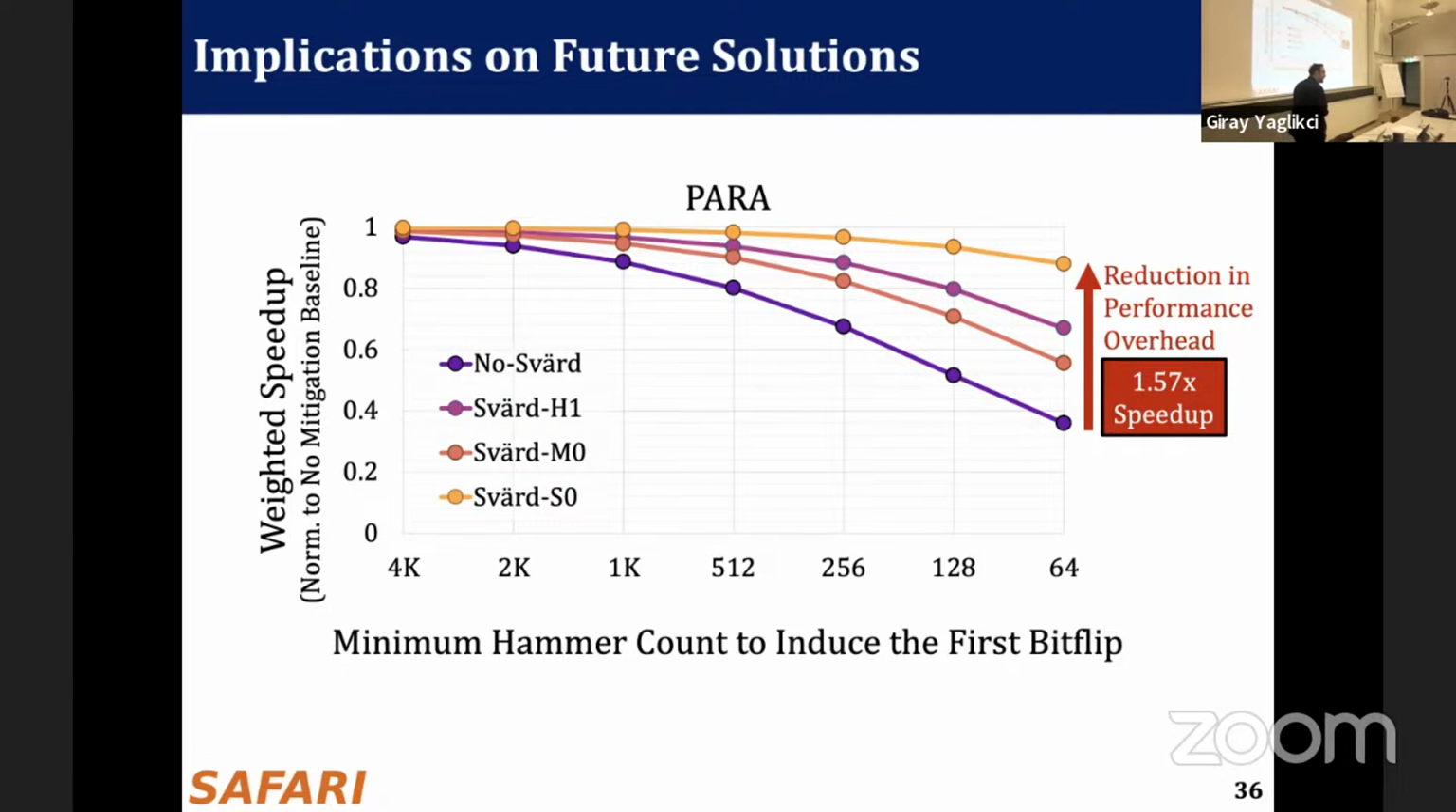Yes, go ahead. There's only such a small percent of the rows that actually look very vulnerable. Could we just measure that at the manufacturer and treat those rows specially, in the same way that some computer manufacturers do?